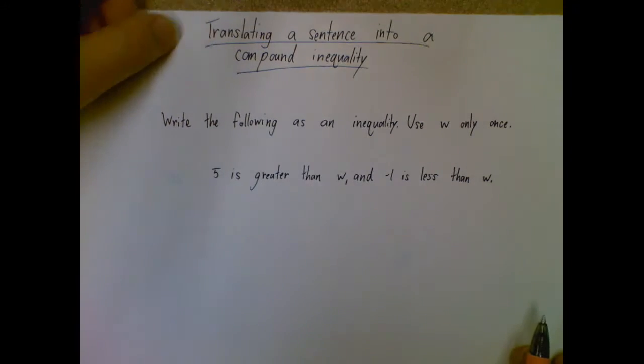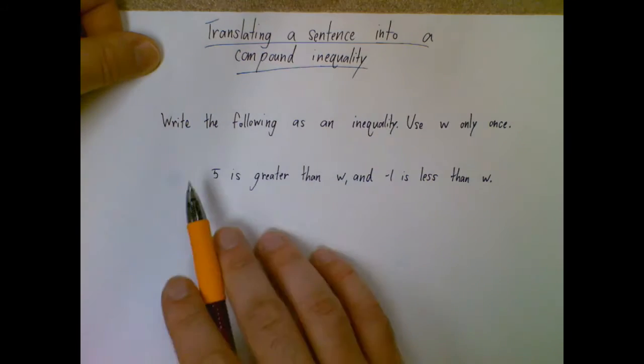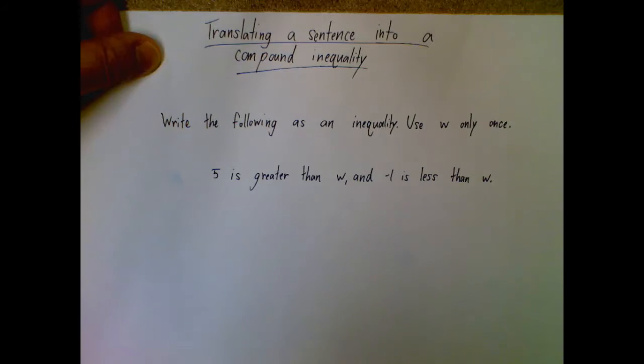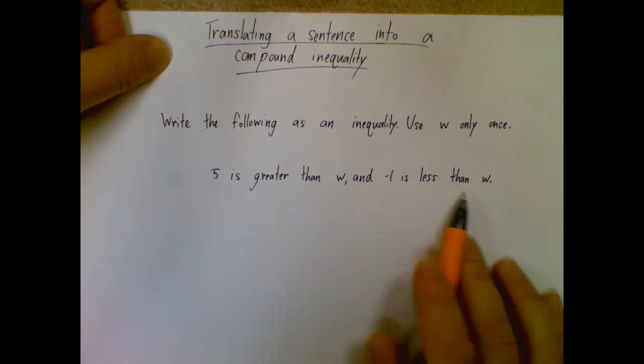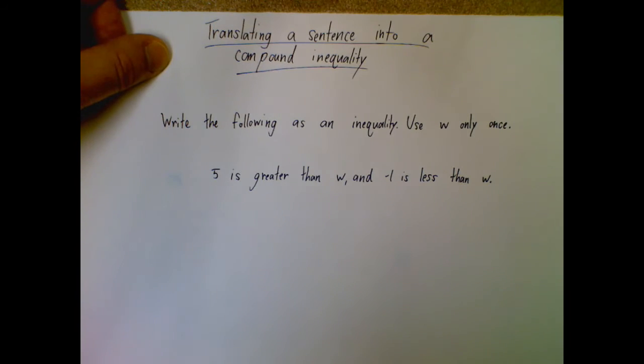Hello everybody, this is Mr. Bowman. Today we're going to be looking at the ALEKS topic, translating a sentence into a compound inequality. So we're going to write the following as an inequality, but we can only use W once.